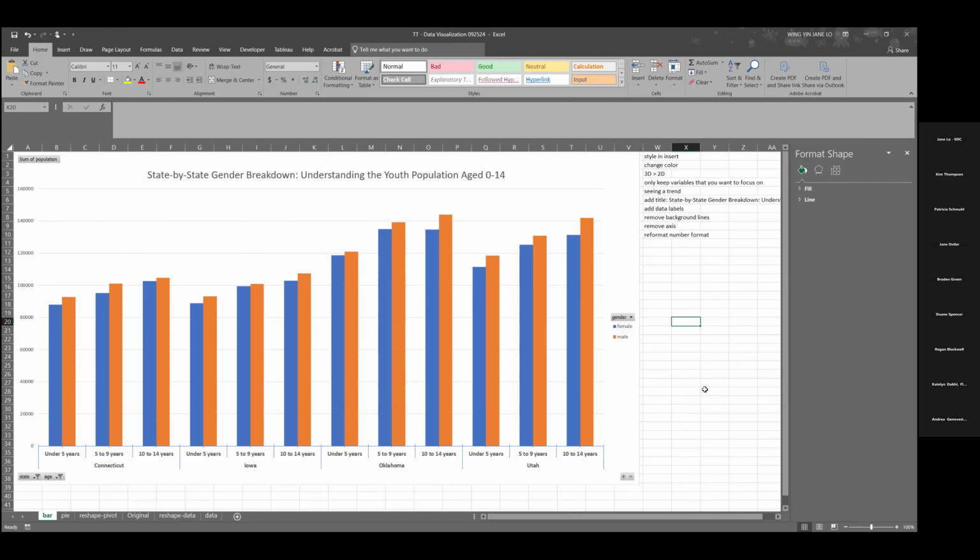Title is pretty important because it's usually even the first few things that people look at. Try to make your title as inclusive as possible, meaning you have all of the things that you're going to talk about in this graph, because then it gives your audience a direction of what they're looking at. I put a state-by-state gender breakdown, so I know it's about different state comparison. It looks like gender is also involved in the comparison. And it also helps you know what the group you're looking at is: understanding the youth population age 0 to 14, which is what we have here, under 5 years, 5 to 9 years, 10 to 14 years, different states. So those are the things that make it a little more clear and easier to understand.